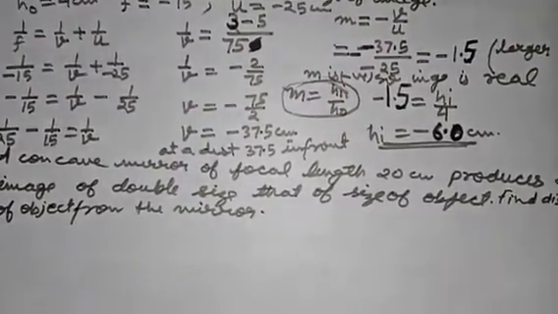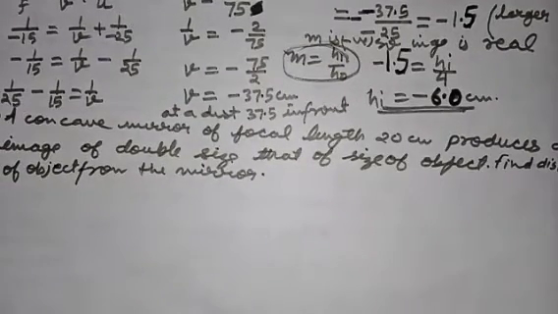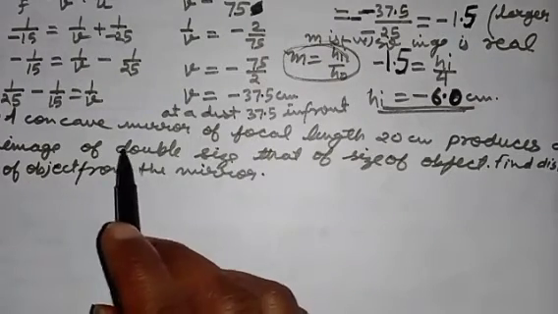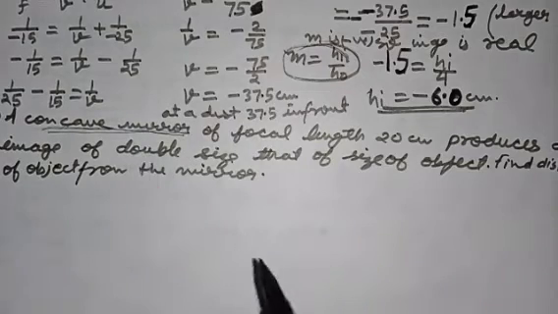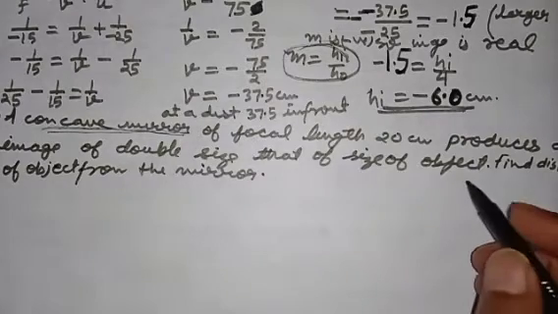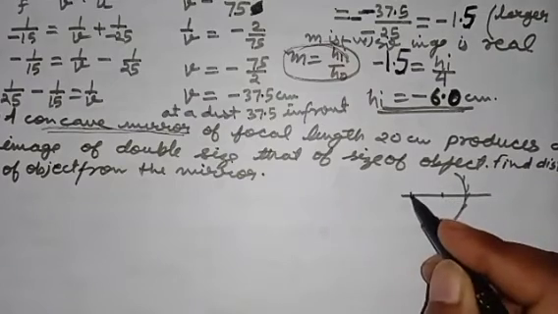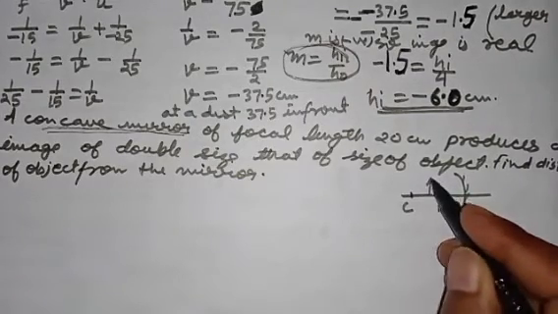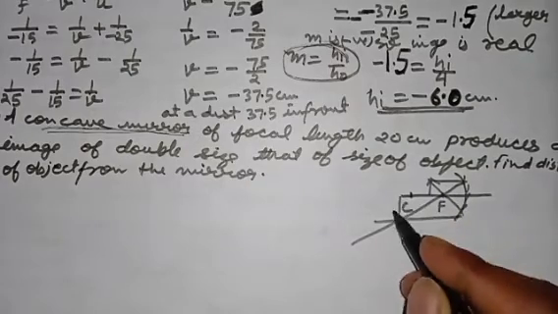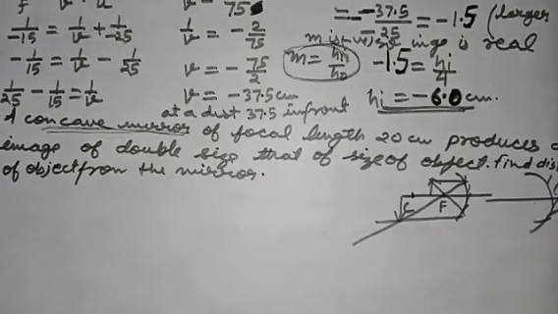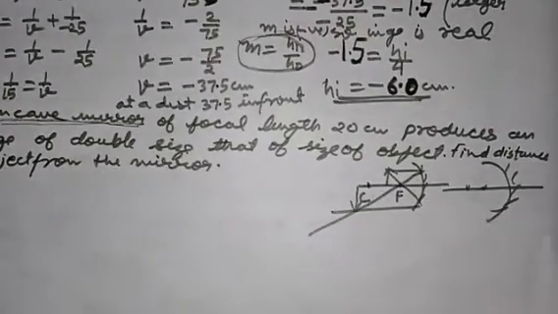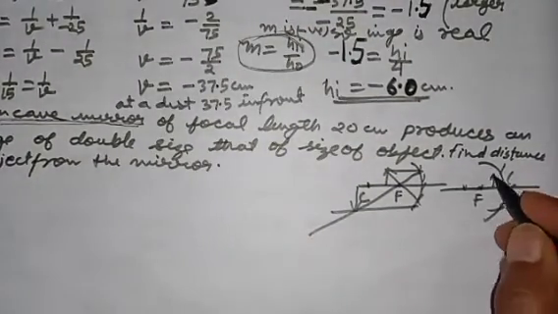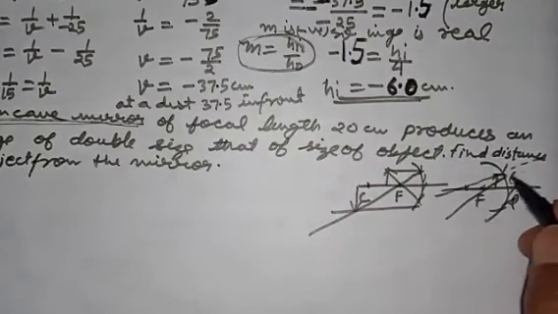A concave mirror of focal length 20 centimeter produces an image double the size of the object. Find the distance of the object. Because a concave mirror provides a larger image in two cases: one, when the object is in between C and F, then it produces a larger image, and when the object is in between pole and focus, then also it forms a larger image.